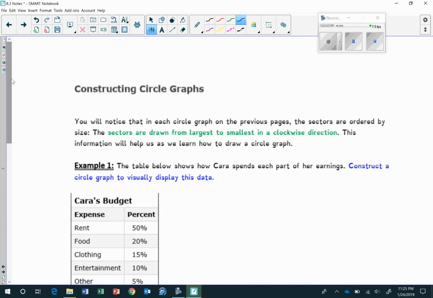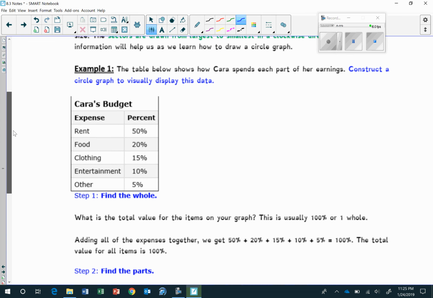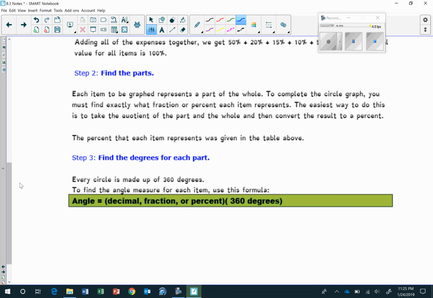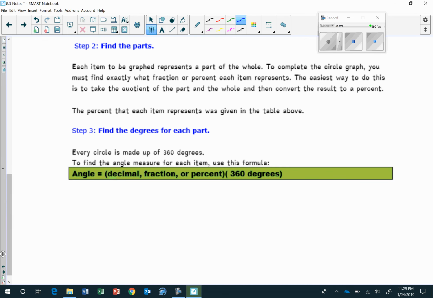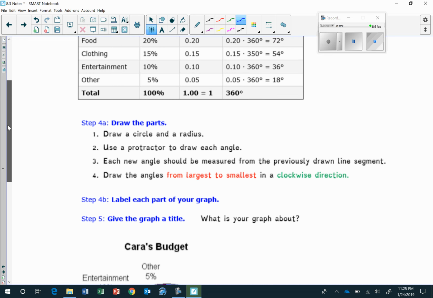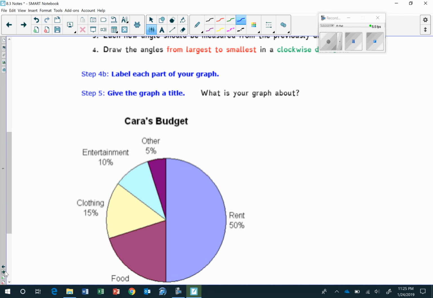All right, so the next part talks about constructing a circle graph. I'm going to let you guys just read through these notes step by step. If you have any questions, feel free to ask your teacher. There are some things in there you probably haven't seen before, so it might be easier to ask your teacher to explain those to you. So follow along those steps.